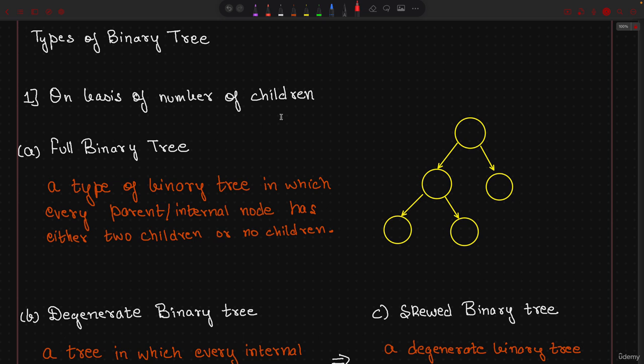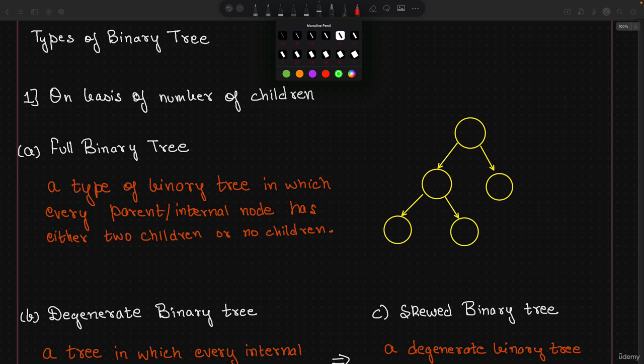The very first one is the full binary tree. So it is a type of binary tree in which every parent or internal node, okay, so we know that internal nodes are these nodes, has either two children or no children. Okay, so we have the example right in front of us, which is, if this is your binary tree, it is a full binary tree because in this each and every parent has either two children or no children.